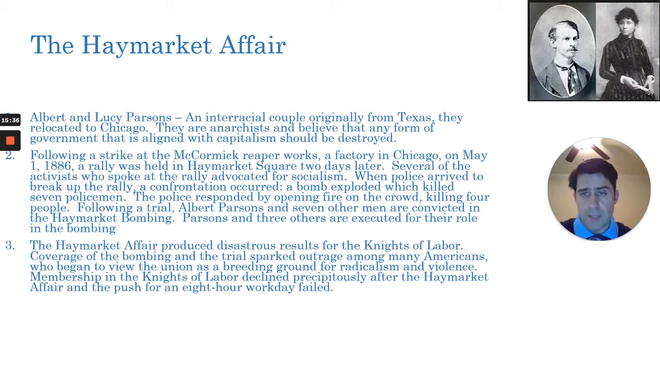When the police arrived, a confrontation occurred in which a bomb went off. A bomb exploded, killing seven policemen. The police, feeling that they were under attack, responded by opening fire on the crowd and killed four people in the incident. This led to a trial, and Albert Parsons and seven other men were convicted in the Haymarket bombing. Parsons and three others were executed for their role in the bombing.